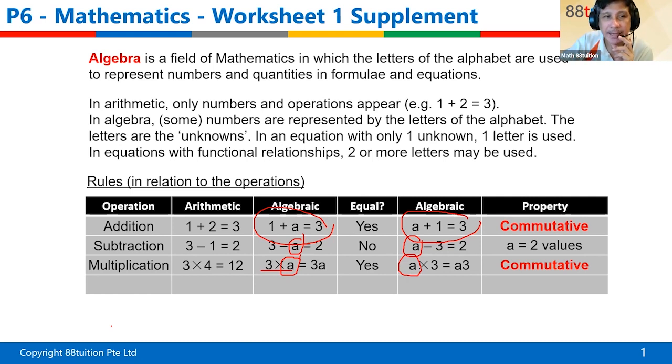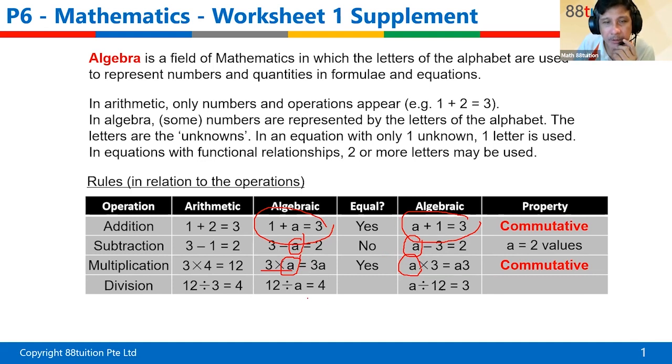Now, we move on to the last operation. In division, in arithmetic, just to throw in an example, 12 divided by 3 is going to give you 4, right? But let's say I use algebra. So I'm going to throw in a letter. For example, let's say 12 divided by a equals 4. What if I were to swap and put a divided by 12? Will that give me the same answer? Obviously, it cannot. It will not.